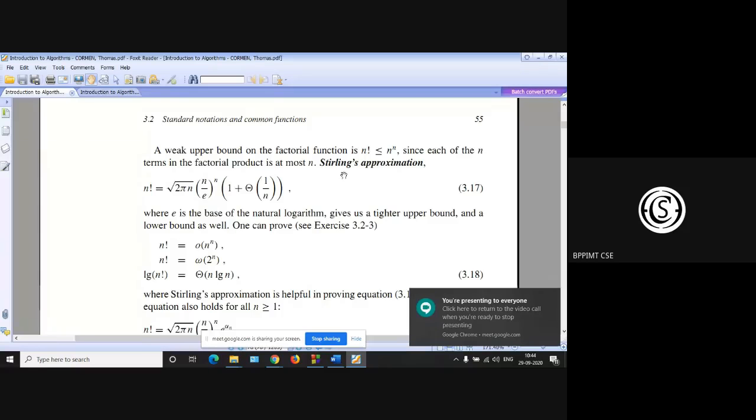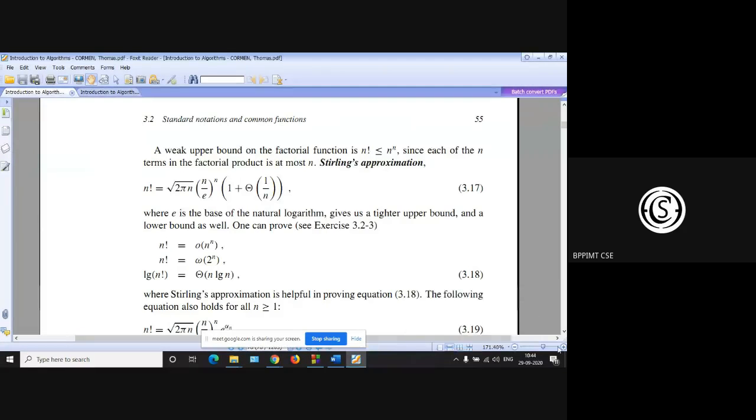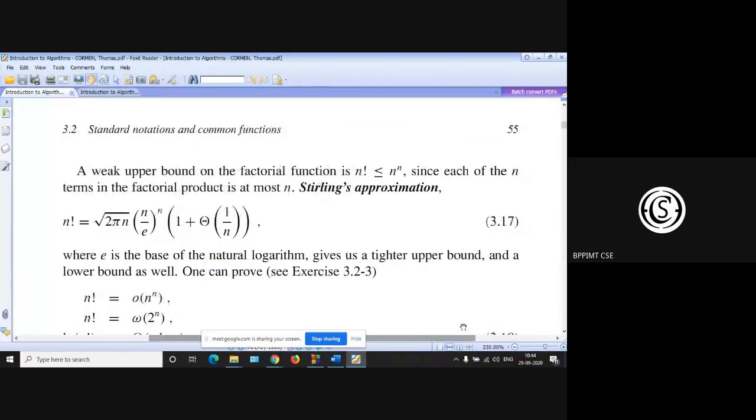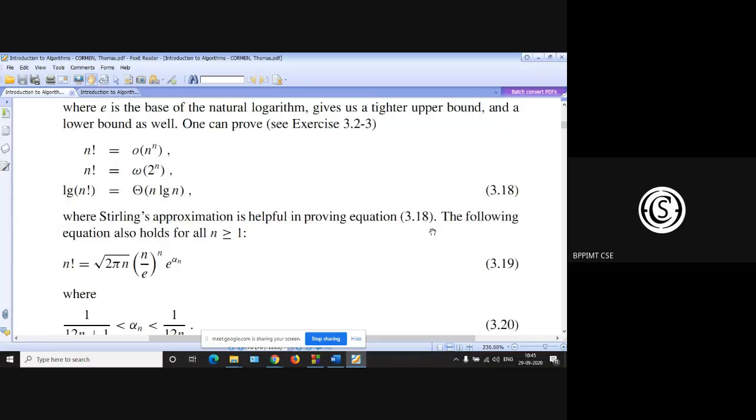So Stirling's approximation. What is Stirling's approximation? We can write n factorial. This is the formula, Stirling's approximation, equation number 3.17.